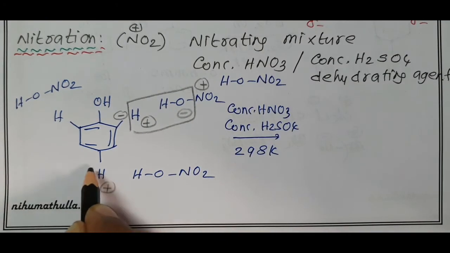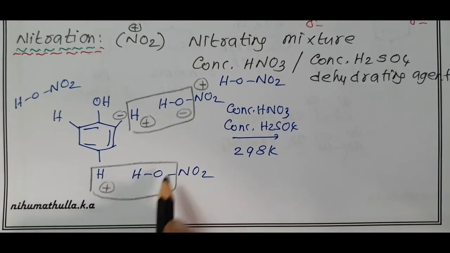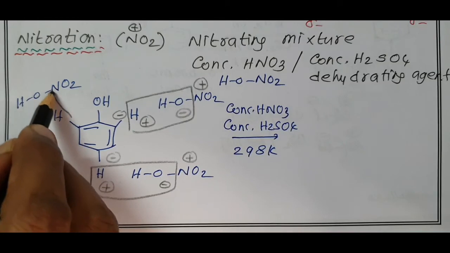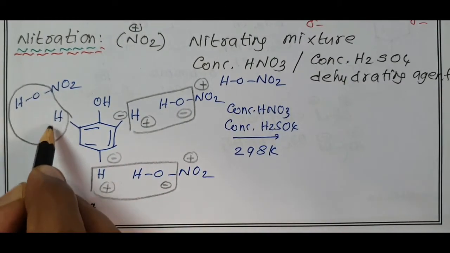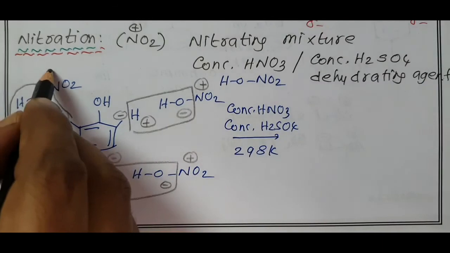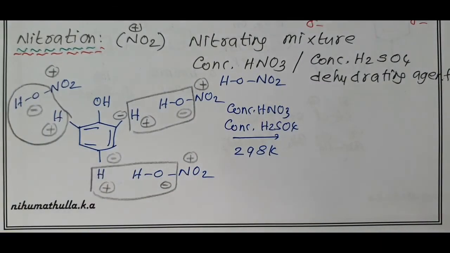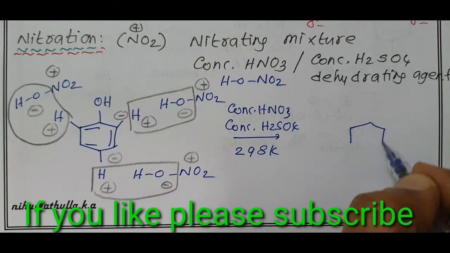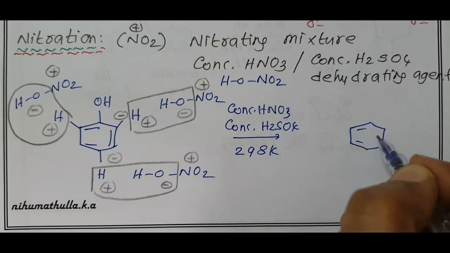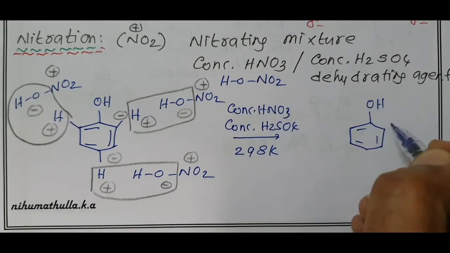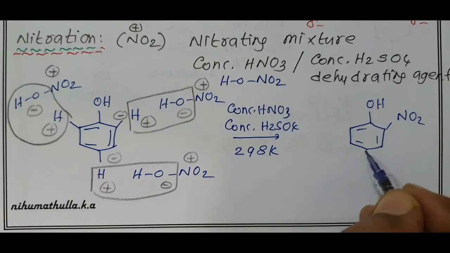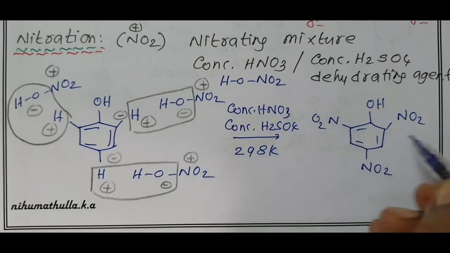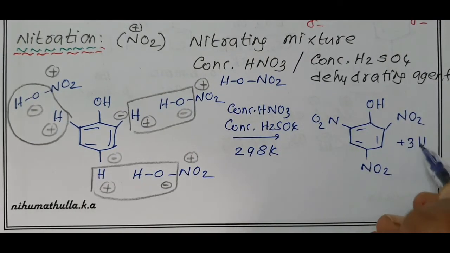H plus from the para carbon and OH minus are removed as H2O. NO2 plus is added to the para carbon. H plus and OH minus are removed as H2O. NO2 plus is added to this other ortho carbon. This gives C6H2, with one OH, ortho carbon one NO2, para carbon one NO2, other ortho carbon another NO2, with the loss of 3 molecules of H2O.